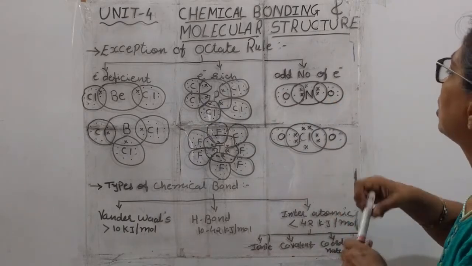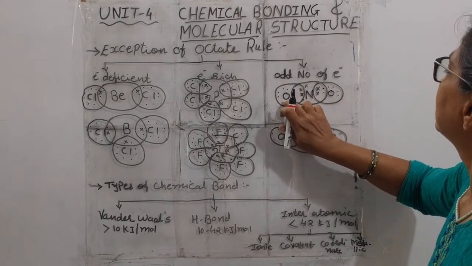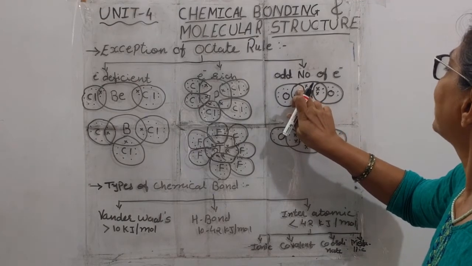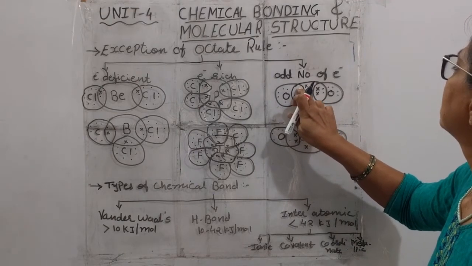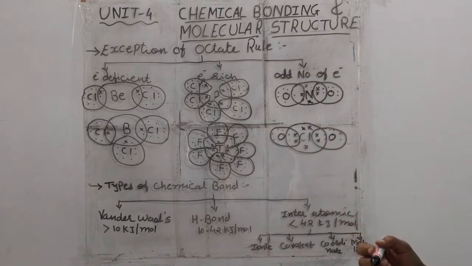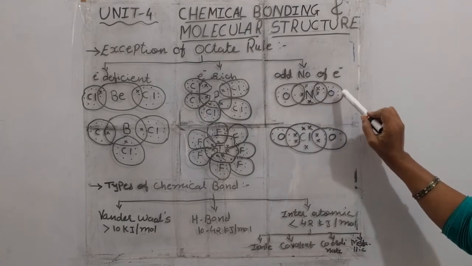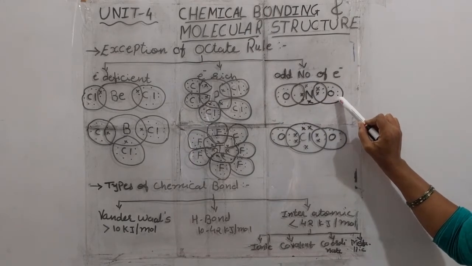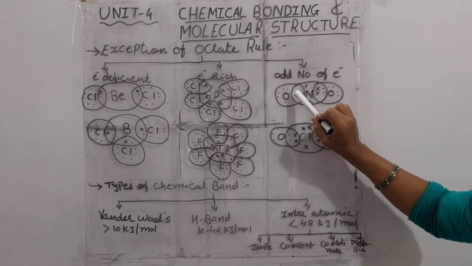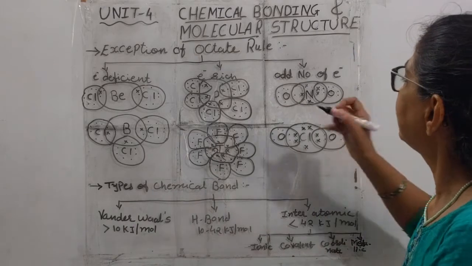This dot I can put over here, and from this one bond I can put over here. So here you can see 4, 5, 6, 7 and 8: oxygen is following the octet rule. In the same way this oxygen: 2, 3, 4, 5, 6, 7 and 8.